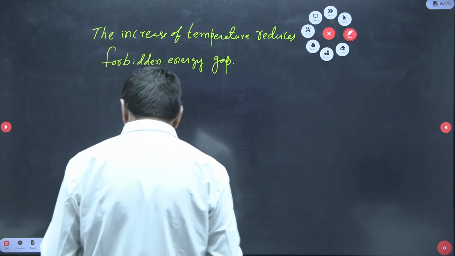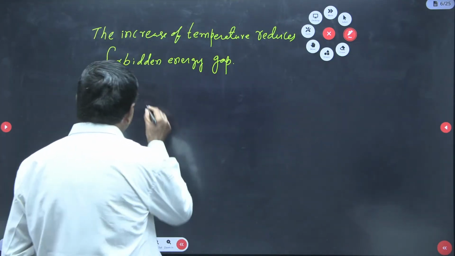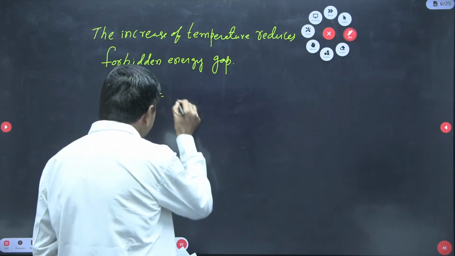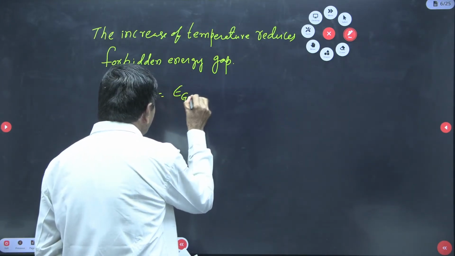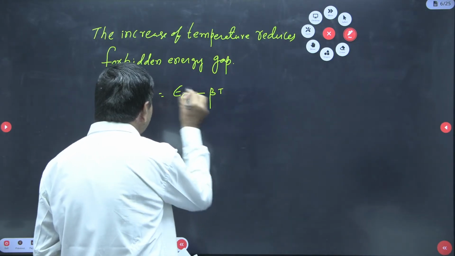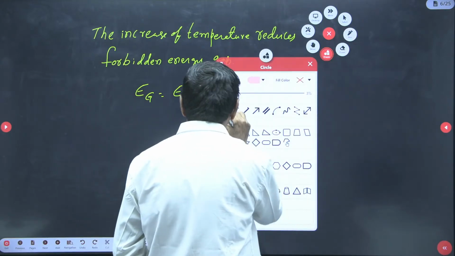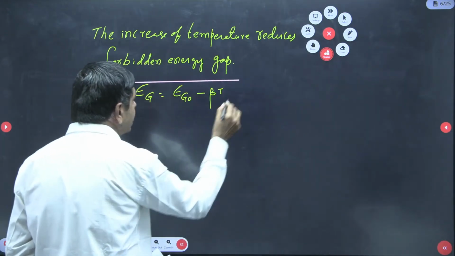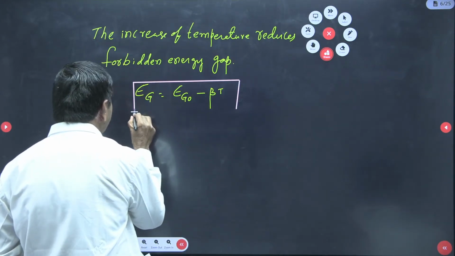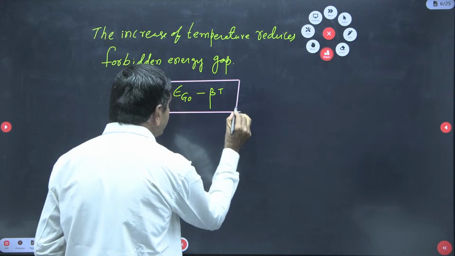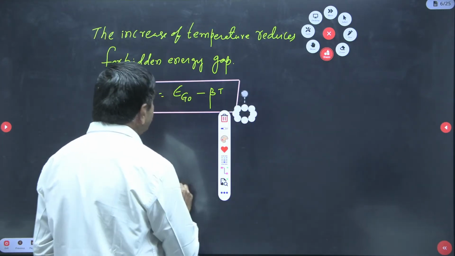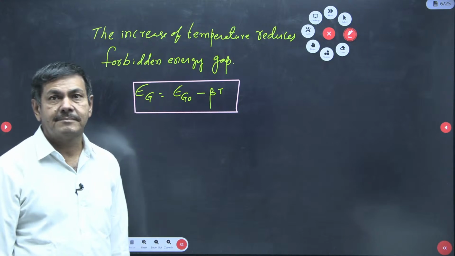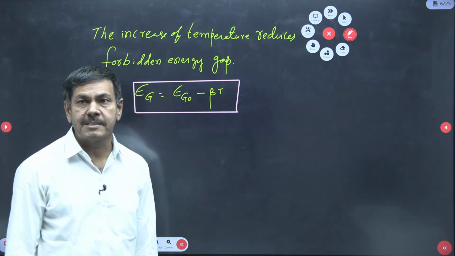Now the formula to be written for this: the forbidden energy gap Eg is calculated by the formula Eg naught minus beta into T. Generally this formula is applied. We need to use this formula only. The formula is more important. Understand my point? The forbidden energy gap at any temperature is calculated by this formula only: Eg naught minus beta into T.